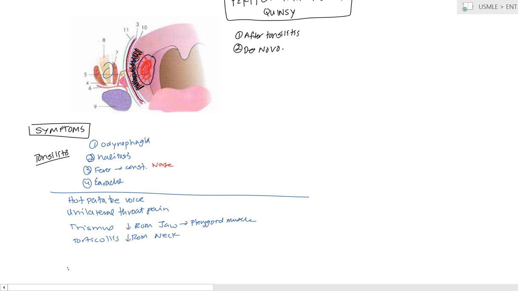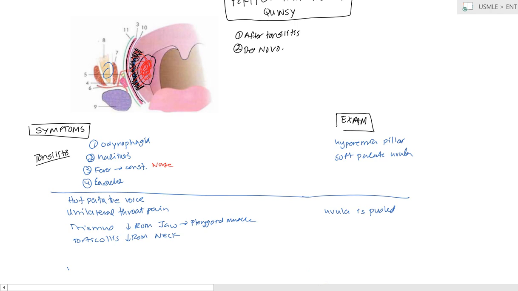Now, also on examination, you're going to get some features that are similar to tonsillitis and then other features which help to distinguish Quinsy from tonsillitis. So what's similar? You get that hyperemia of the pillar, the soft palate, and the uvula. Now, the big thing that distinguishes Quinsy is the fact that the uvula is pushed.